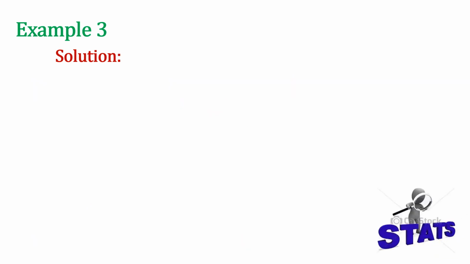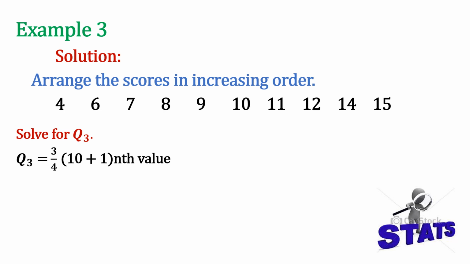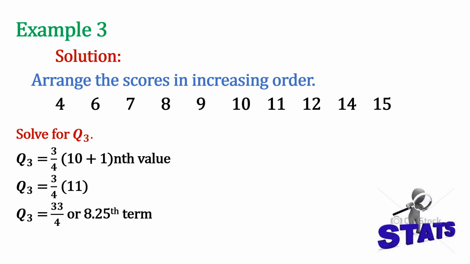Okay, for number 3, find the Q3. So, after we arrange, substitute to the formula, the answer is 8.25. So, yung pang-walong term, and may sobra tayong 0.25. 1, 2, 3, 4, 5, 6, 7, 8. So, between 14 and 12. So, yung ating Q3 ay nasa gitna ng 14 and 12.